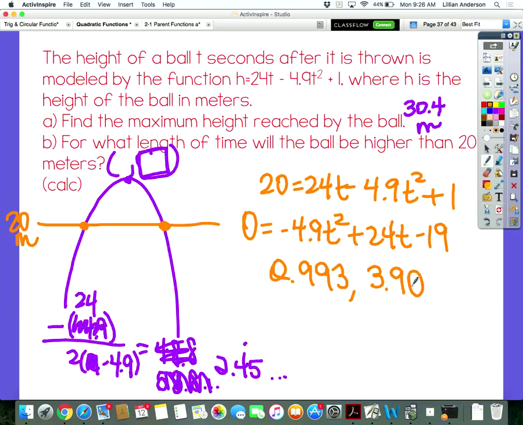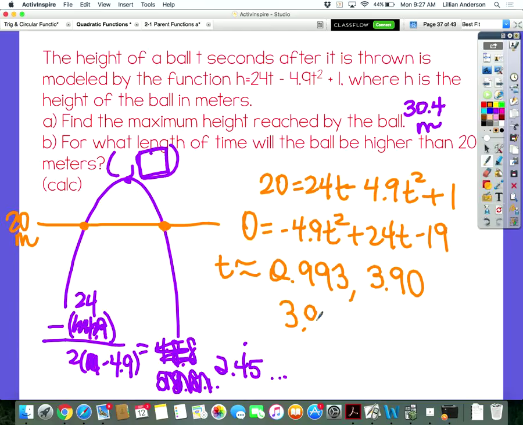Did you guys get these values as well? Okay, so those are your 2 values for t, solving using the quadratic formula: negative b plus or minus the square root of b squared minus 4ac. Now it says, for what length of time will the ball be higher? Well, it's higher than 20 meters at almost 1 second, and then at almost 4 seconds it drops below 20 meters. So, how do you find that length of time?